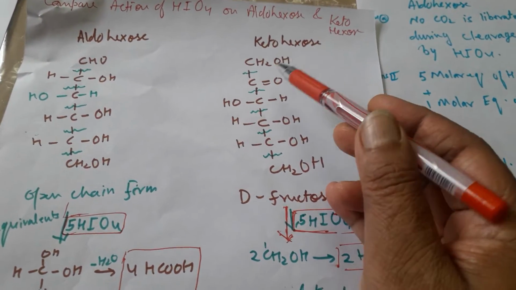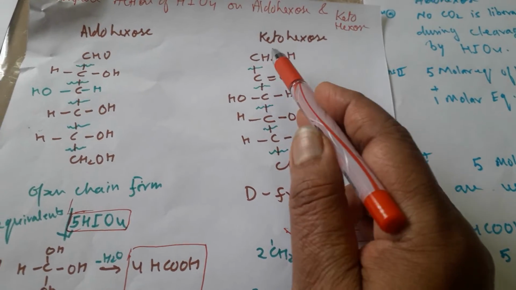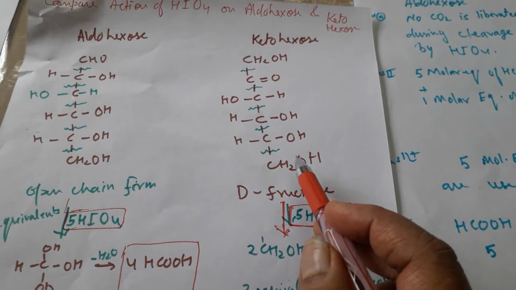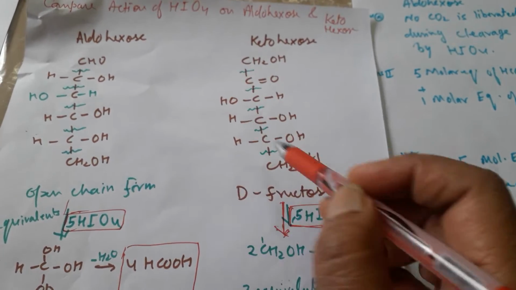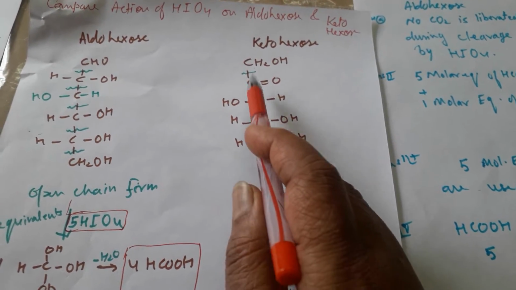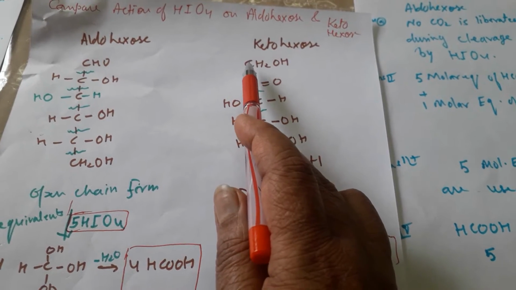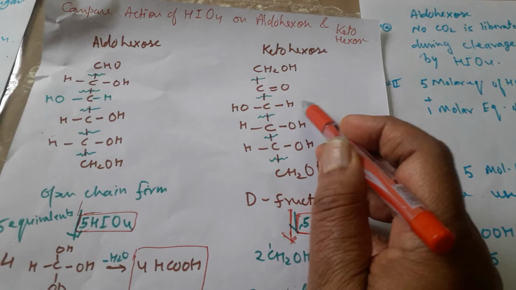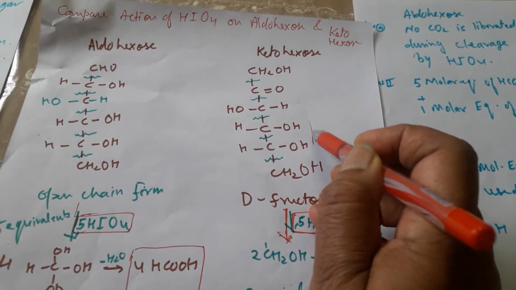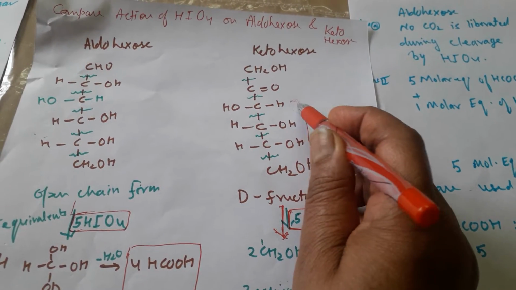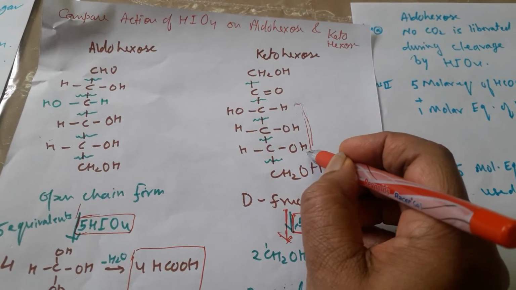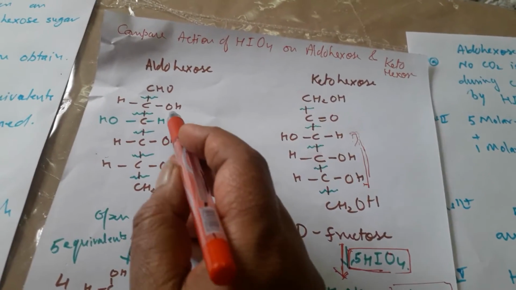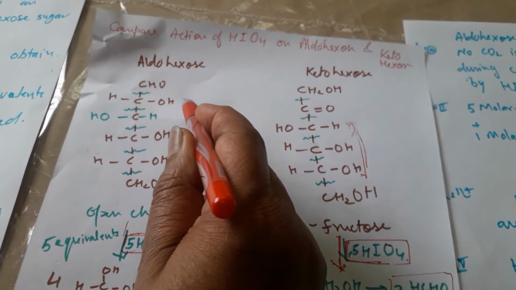Now for ketohexose, you have to draw CH2OH in the first carbon and CH2OH in the last carbon. This is the first carbon, this is the 6th carbon, and then the keto group is here. After CH2OH comes CO, then CHOH, CHOH, CHOH. How many CHOH are there? 3 moles of CHOH here. Why am I saying this? Because we have done this earlier, so that you can easily find out what we have to make here.